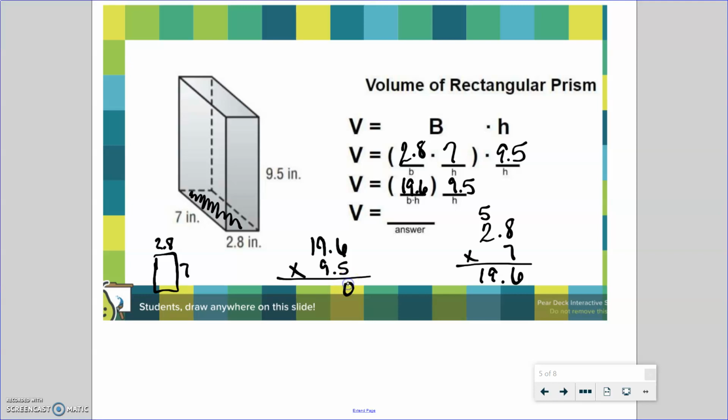5 times 6 is 30. 45, 48, 9. Add a 0, start multiplying. You have 54, 81, 86. Okay. And then you have 17. 0, 12, 16, 8, 1. Two numbers behind the decimal. So 186.2.